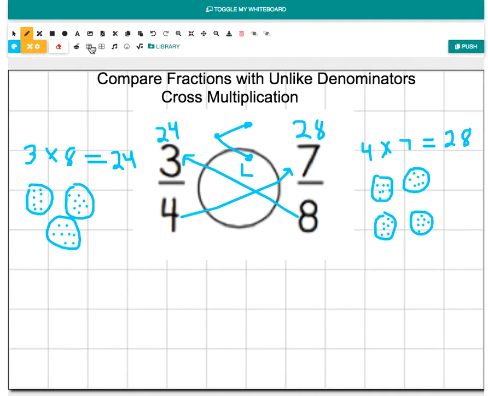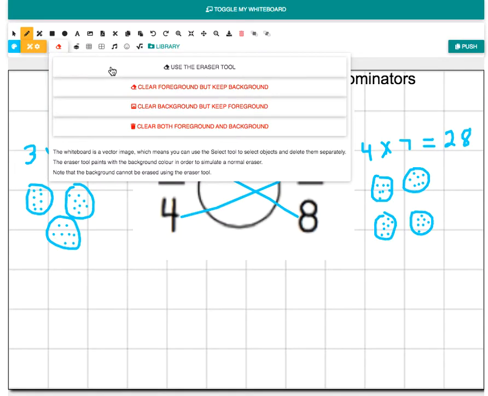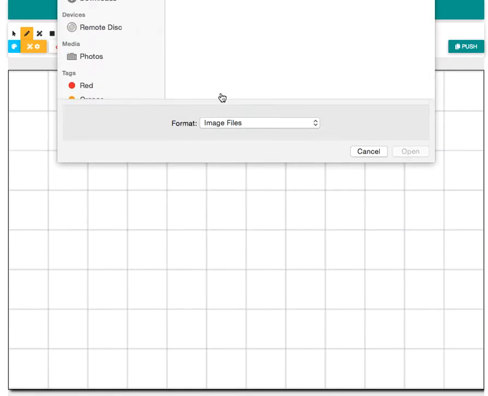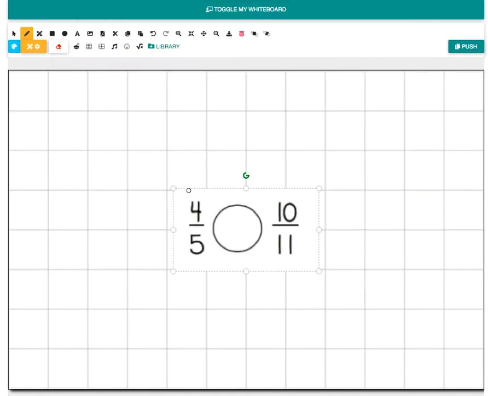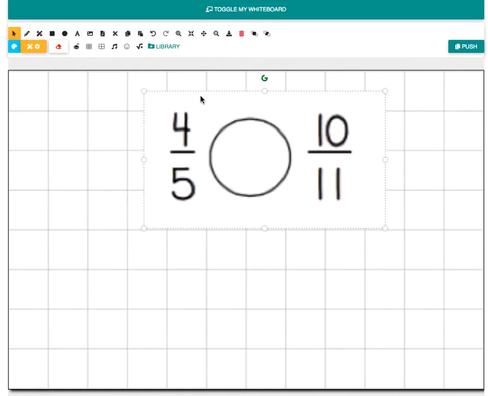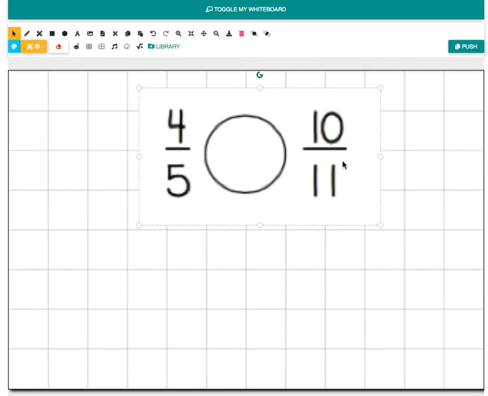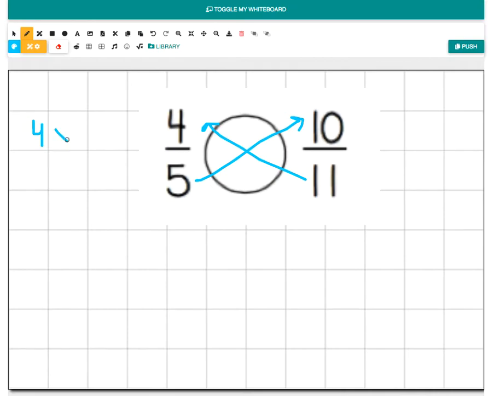So let's go ahead and do another example. I'm just going to actually clear it this time, so that way you guys can see one more example. So I have 4/5 is greater than or less than 10/11. So again, I'm just going to draw my X for my cross multiplying over here. So I'm going to do 4 times 11, and then 5 times 10.